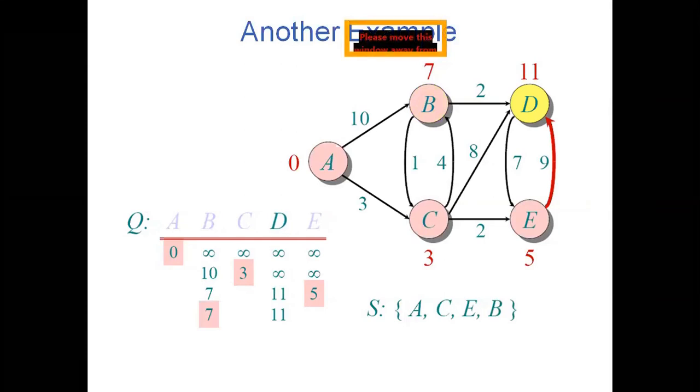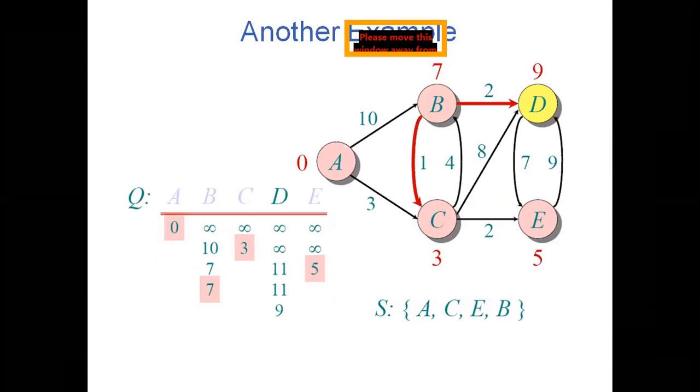So A, C, E. Next we can consider B. Next one is 9. Okay. At D we have 9, since it was updated via E. So you can store this one. A, C, E, B, D.